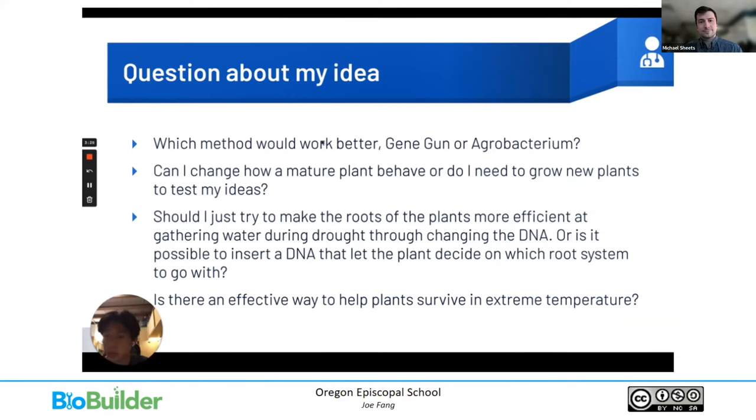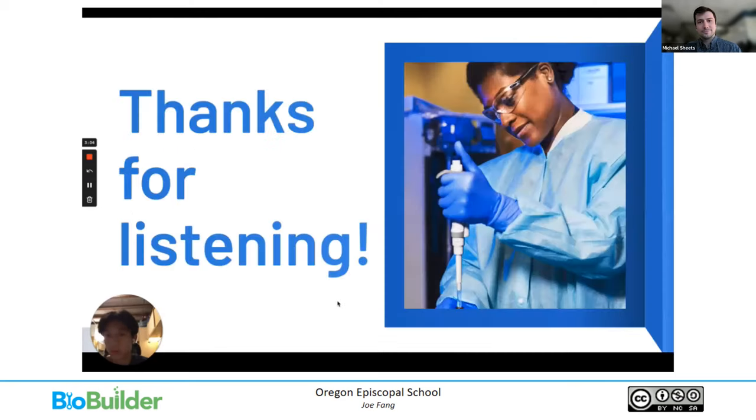The third one is should I just try to make the roots of the plant more efficient at gathering water during drought through changing the DNA, or is it possible to insert DNA that lets the plant decide on which root system to go with? The last question I have is is there an effective way to help plants survive in extreme temperature? Thanks for listening.